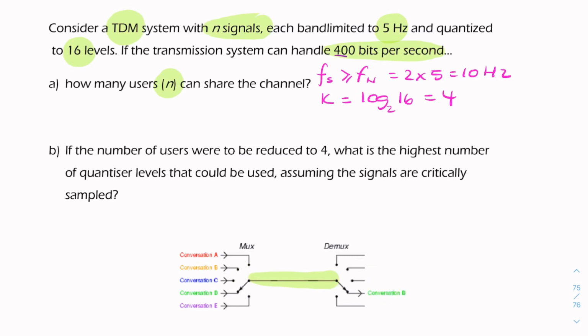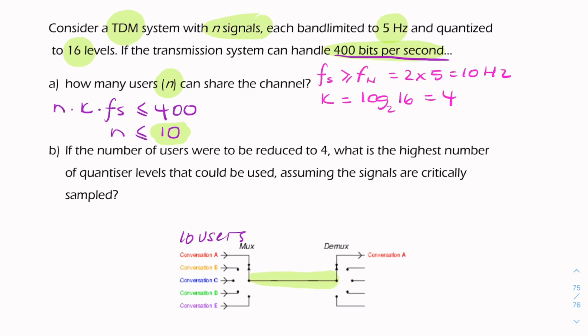So the channel can support up to 400 bits per second. So n times k times fs is less than or equal to 400. So n will be less than or equal to 10. So we can support up to 10 users. Up to 10 users can use the channel. Okay, so that's for part A.